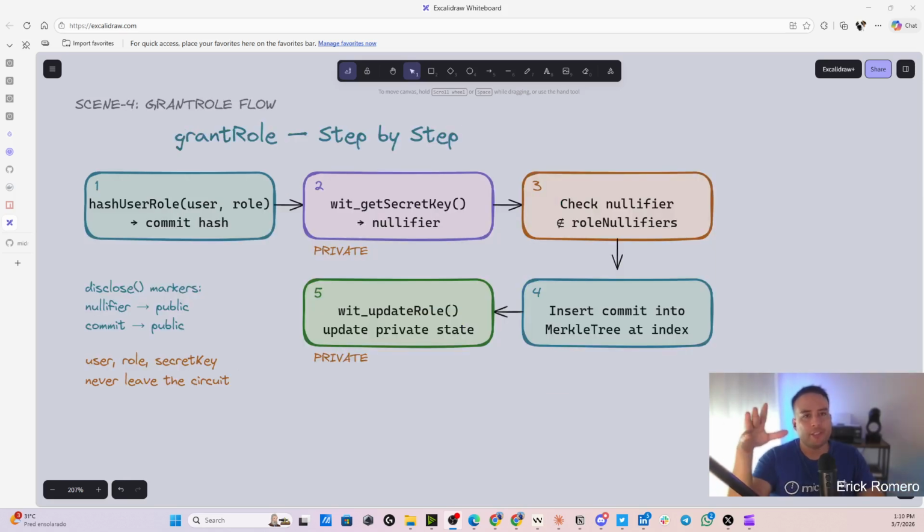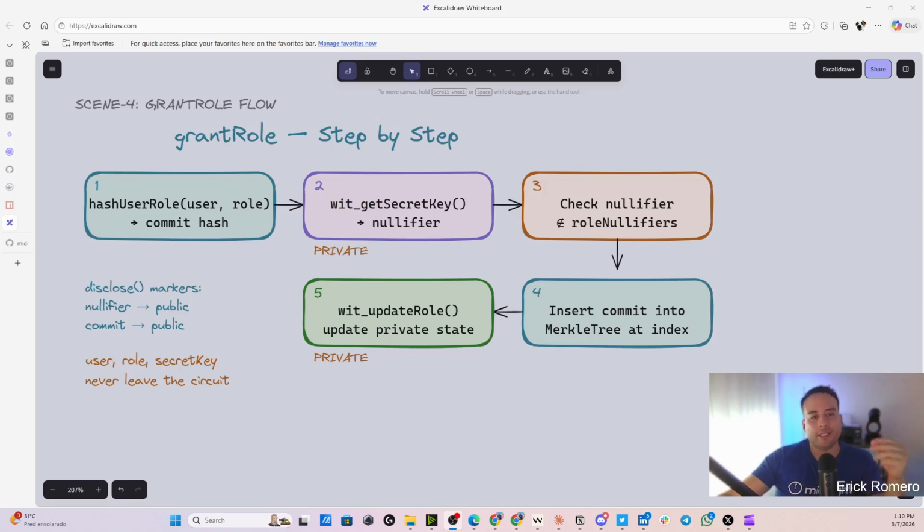Okay, let's trace through grantRole step by step, because this is where the ZK magic lives. Step 1. You compute the commitment. The function calls hashUserRole, which takes the user public key and the role and produces a persistent hash. This is a collision-resistant hash that commits to the user-role pair. The output is a 32-byte value that's deterministic.